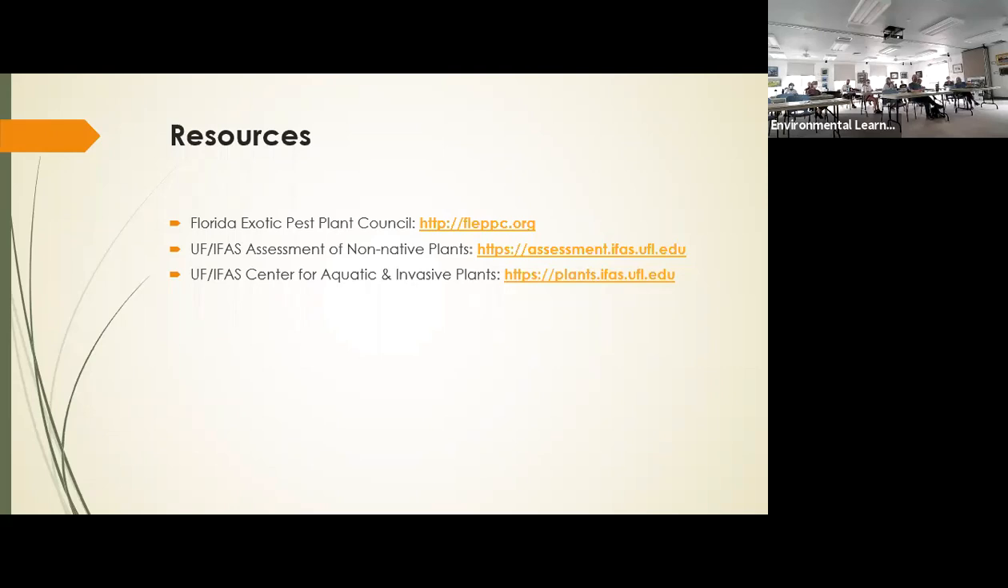Because some plants like Nandina, heavenly bamboo, that barely can make it in this part of the state are a terrible pest in the panhandle in the northern part of the state. So the assessment gives you regionally specific information about plants that you might find in the garden center and be wondering if they were likely to be future invasive plant problems.